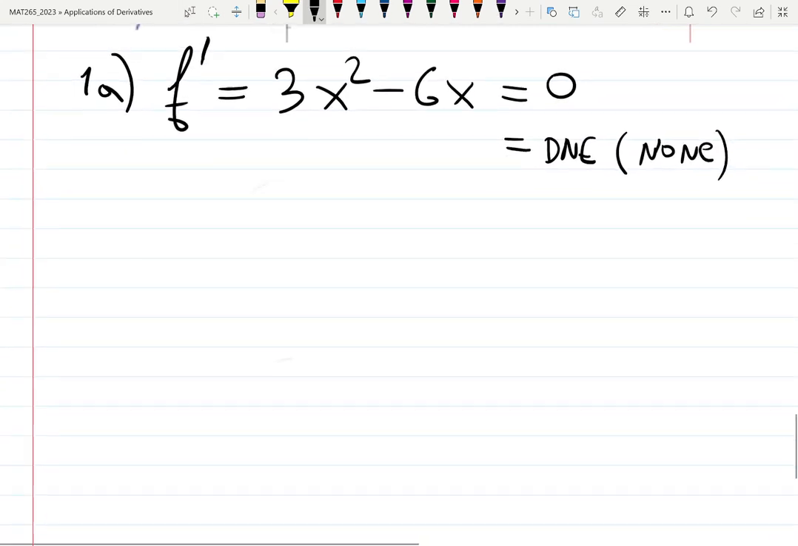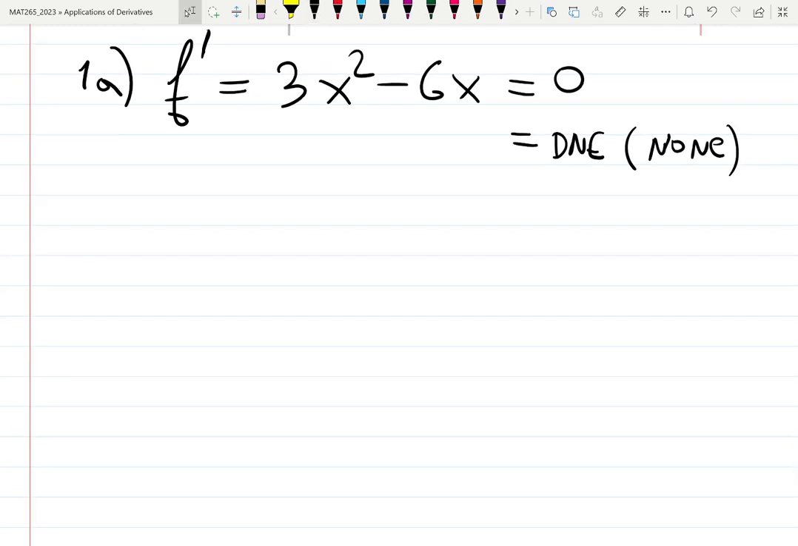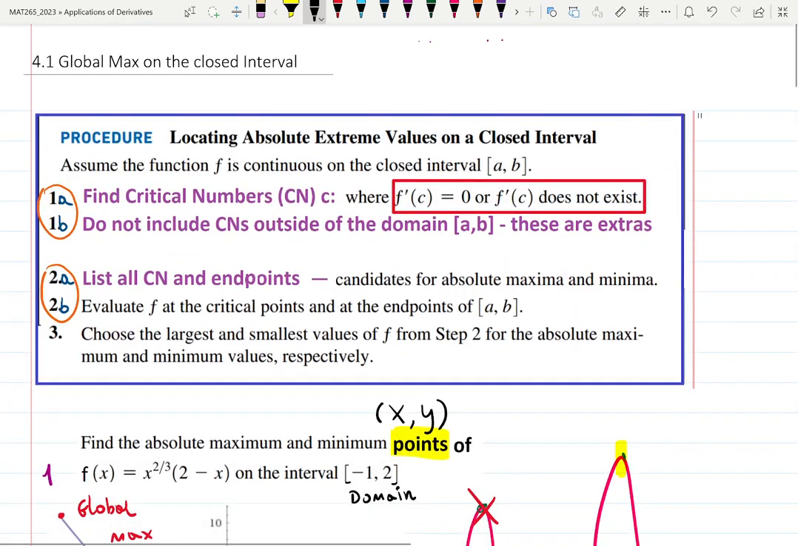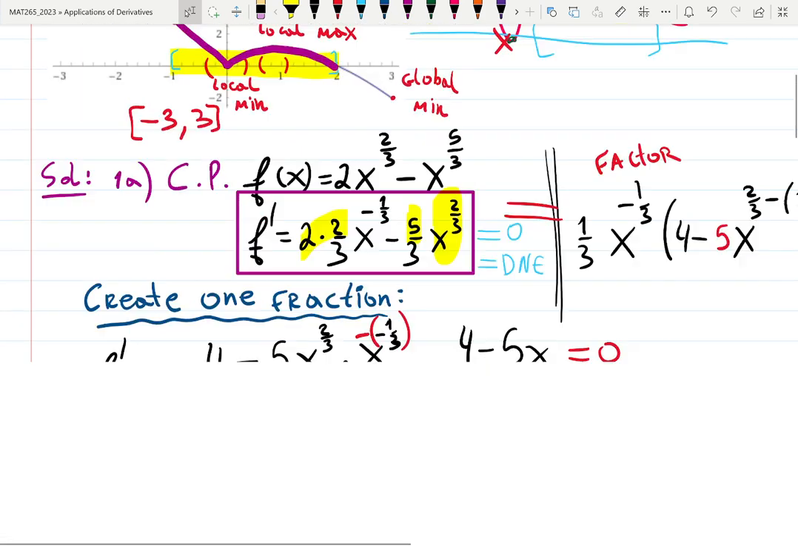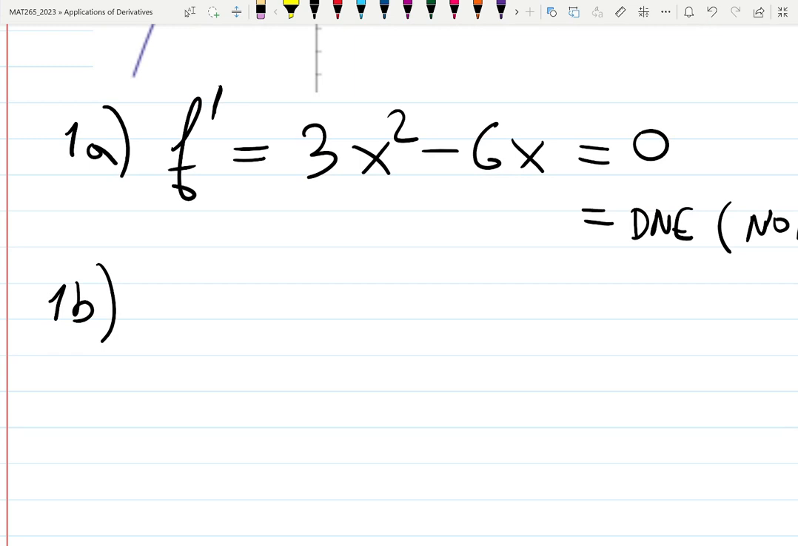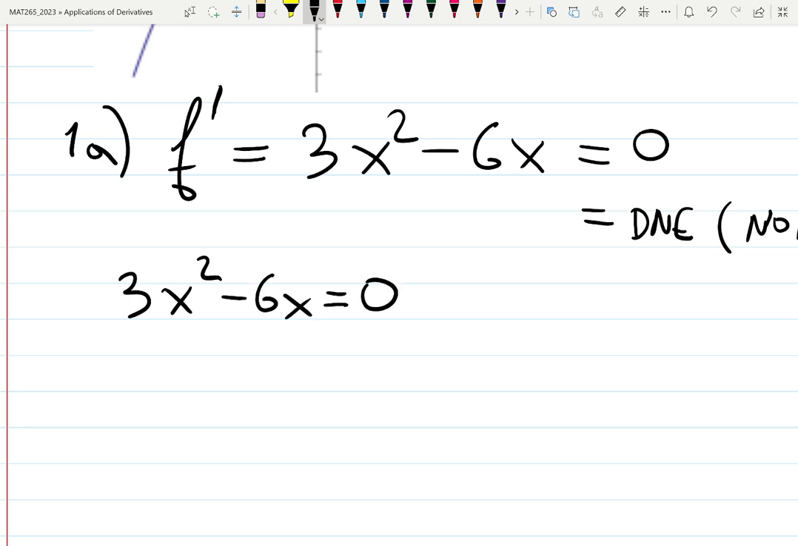That's why this example is a little bit too simple for the test, to be honest. But you will see it in your homework and in general. Let's solve for the zeros. That's algebra for you. 1b is get rid of the extras. So 1a, solve it. 3x squared minus 6x equals 0. How do we solve that? Not distribute, the other way. Factor. Yeah. 3x times (x minus 2) equals 0.